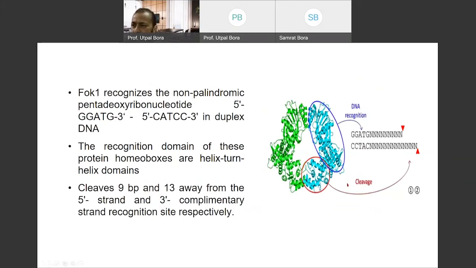Now this figure, or this cartoon, shows the dimer molecule. Of course, for this FokI there are two molecules. You can see the green and the light blue ones. However, each molecule has two domains. You can see this in the bigger one. This is the DNA recognition domain, so it will come and bind somewhere here, and this is the cleavage domain. So it will go and cut somewhere here, away from the recognition domain.